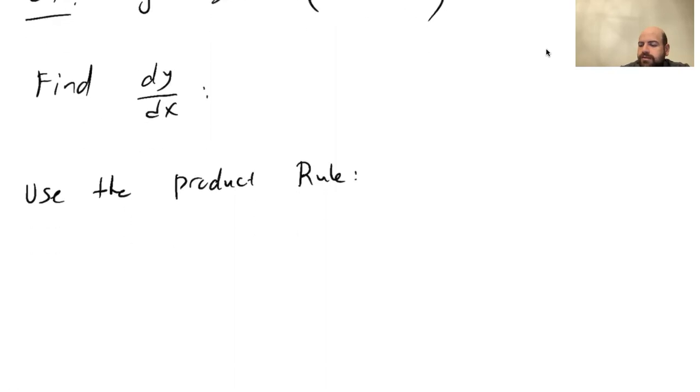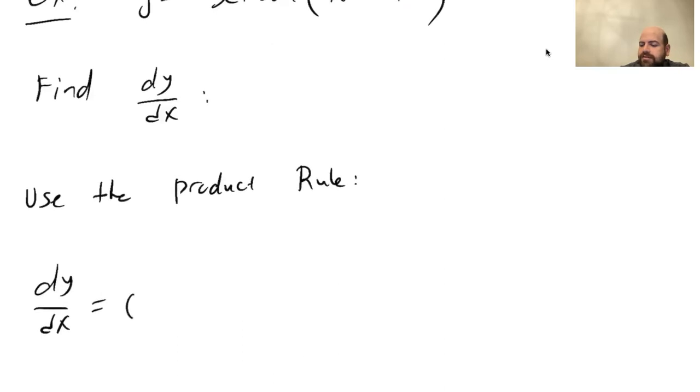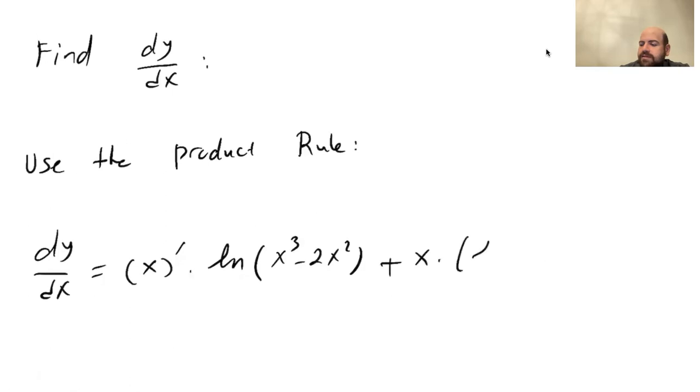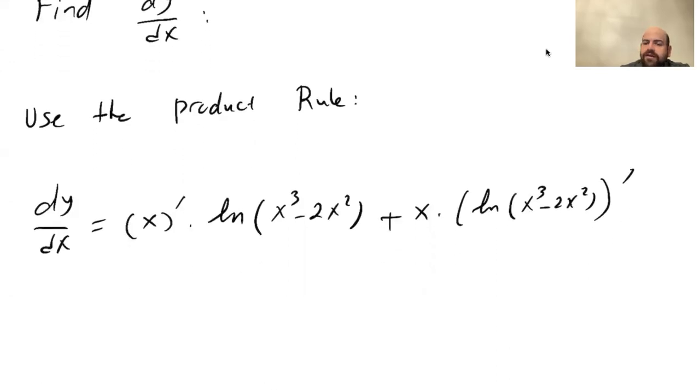Then what do we get? We get dy/dx equals, the product rule says, the derivative of x times ln of x cubed minus 2x squared plus x times the derivative of ln of x cubed minus 2x squared. Now, the derivative of x, of course, is 1. So 1 times ln of x cubed minus 2x squared plus x times, now for the second term, I need the derivative of ln of x cubed minus 2x squared.